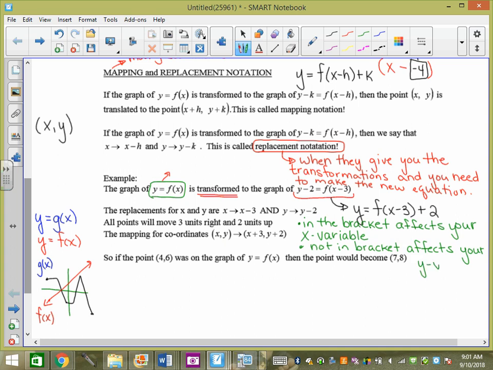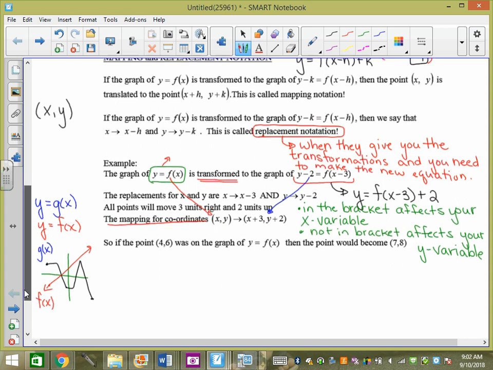So when people are sitting there trying to figure out which variable it affects on their graph, if it's in the bracket, it affects your x. If it's not, it affects your y. That's it. It's very easy. Okay? So if it's in that bracket, your x variable is moving. If it's not, your y variable is moving. So we'll deal with the replacements after. But this one here, the mapping is what I want to look at. The mapping for this coordinate, the original, would be x, y. We agree? But the new function's mapping is actually x plus 3 because I moved 3 to the right, and y plus 2 because I moved a vertical translation 2 up.